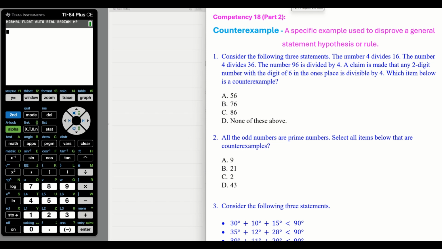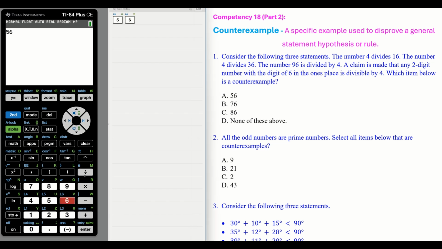Okay, well, we have our options, and then we have D. D says none of these above. I never trust none of these or all of these. I'm always very hesitant to select those. Okay, so what do we do? Just put it in the calculator.